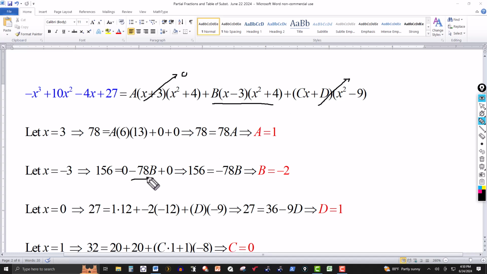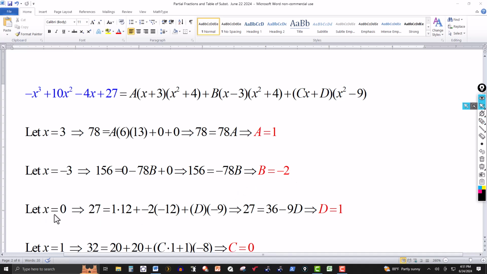So I get negative 78 is equal to, and then I get this negative 3 using the calculator. What's the value of the expression over here on the left side at negative 3? Well, it's 156. So that gives me 156 equal to negative 78b. Divide both sides by negative 78 here. This cancels out, and I get b is equal to negative 2.